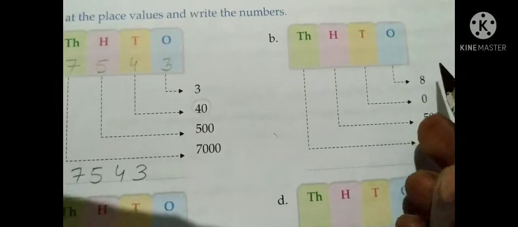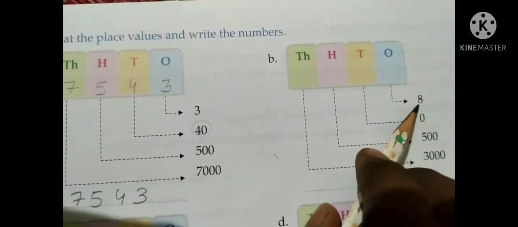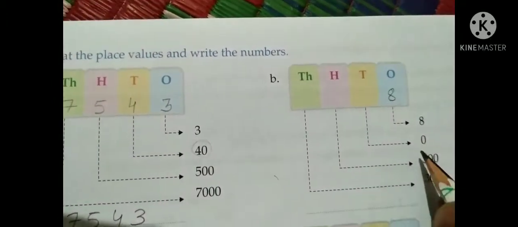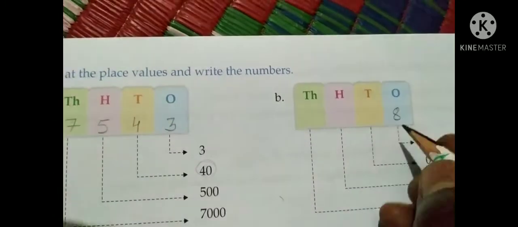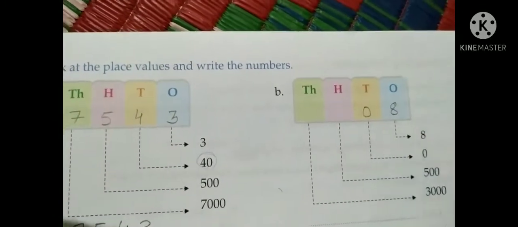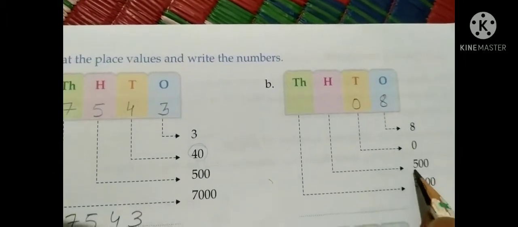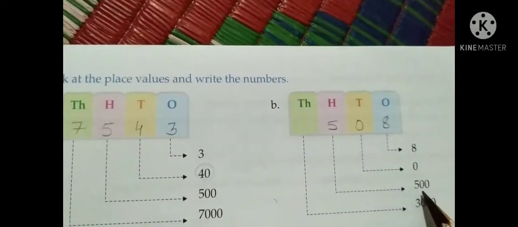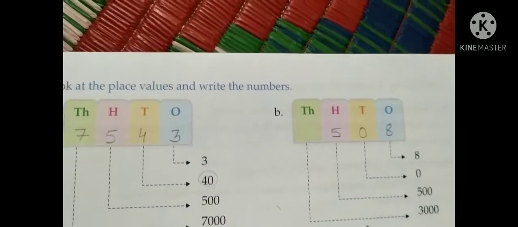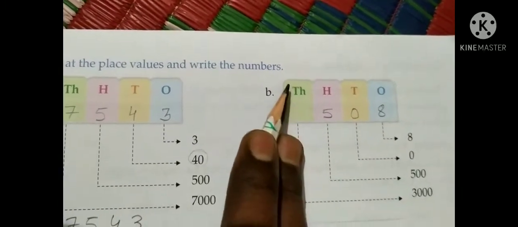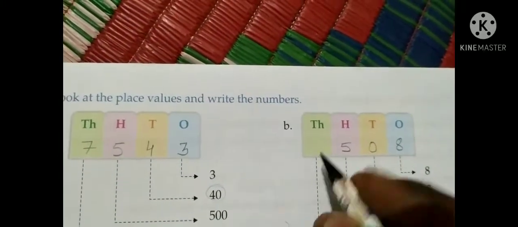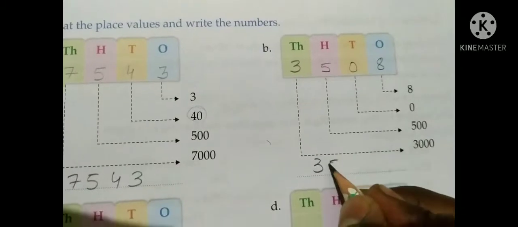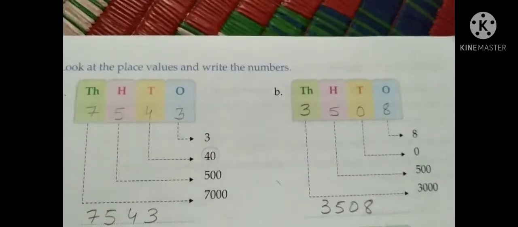In B part, first of all check the place value of 8. 8 is on ones place, so write 8 on ones place. Then 0 is on tens place, so write 0 on tens place. Then 500 means 5 on 100 place, so write 5 on 100 place, it will become 500. Then when we write 3 on 1000 place, it will become 3000. Our answer will be 3508.